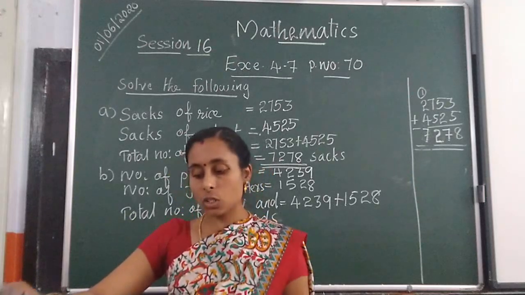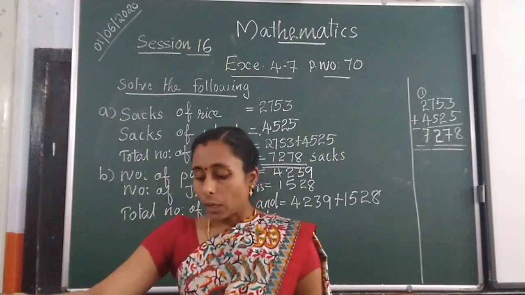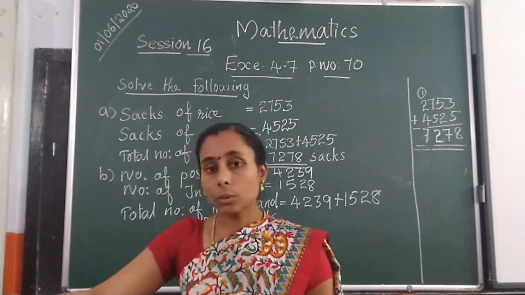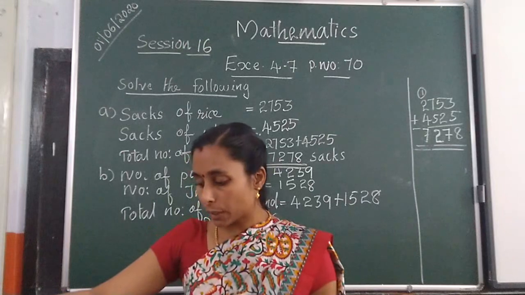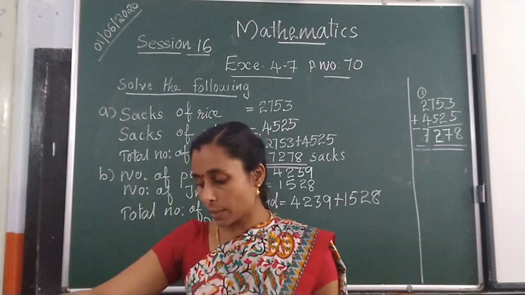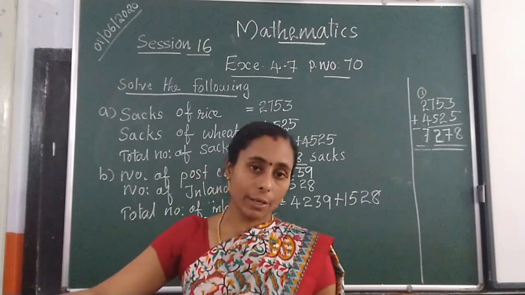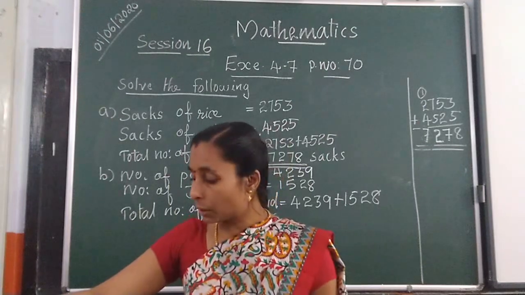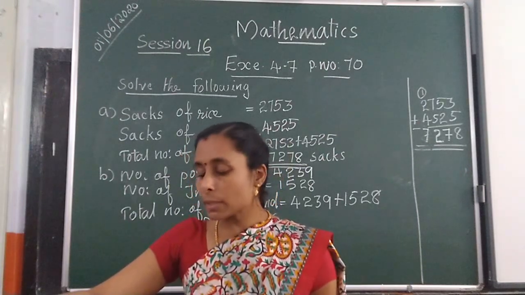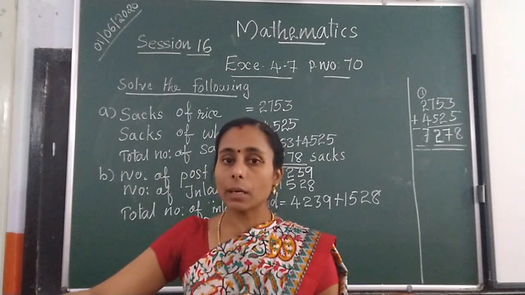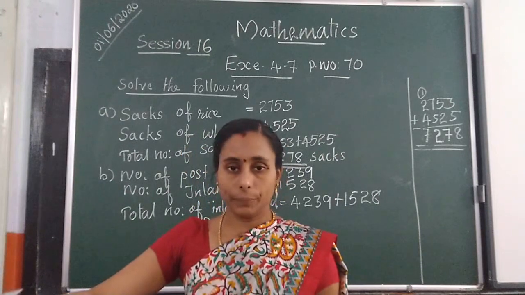Once again, I will read the question. A godown has 2753 sacks of rice and 4525 sacks of wheat. How many sacks are there in all?